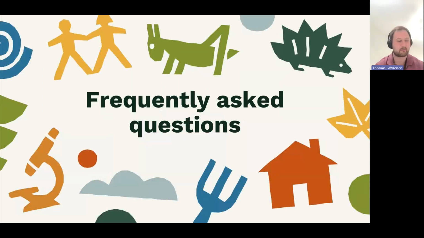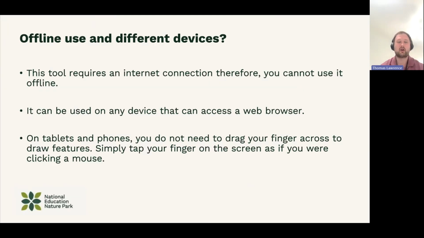So, some frequently asked questions that come up about the Habitat Mapper, which I've already covered, but just to highlight them. Offline use: it does require an internet connection to use the browser-based tool and to upload things, so you can't use it offline. That's where we certainly recommend using a paper map and then coming back in the classroom and adding it on. It can be used on any device that can access a web browser, so your phone, tablet, Chromebook.